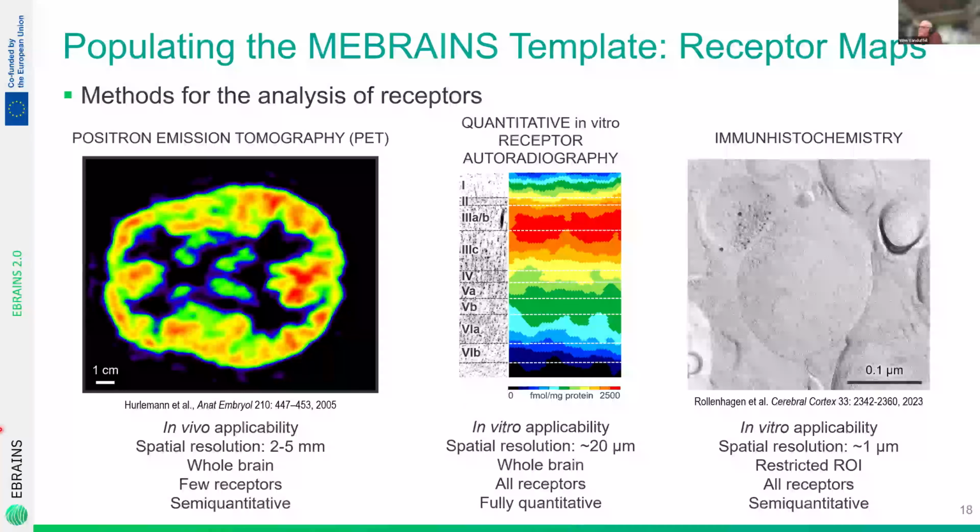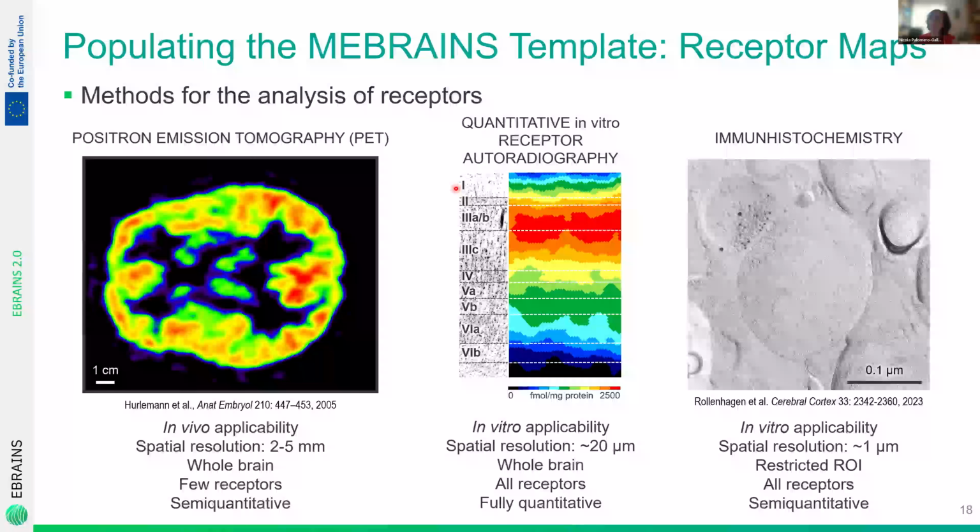Thanks, Nicola. So which methods did you actually use to measure these receptor distributions in the brain and used in MEBRAINS? Well, the data that's in MEBRAINS we acquired by means of this quantitative in vitro receptor autoradiography method, okay, the one that's shown in the center of the slide.